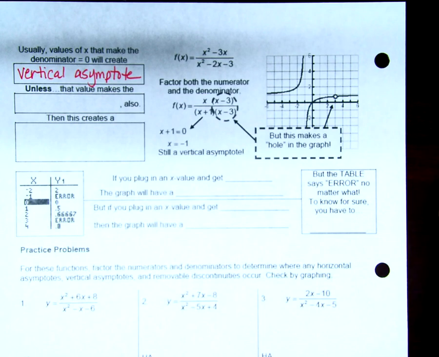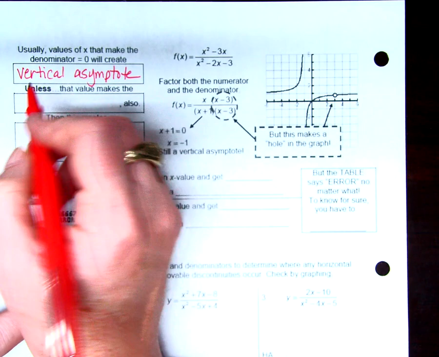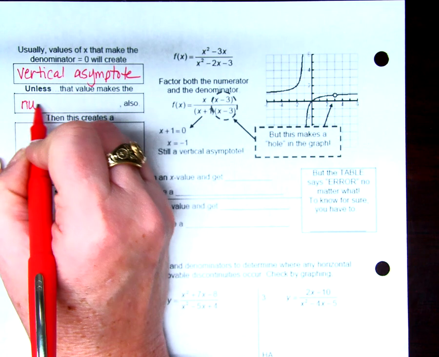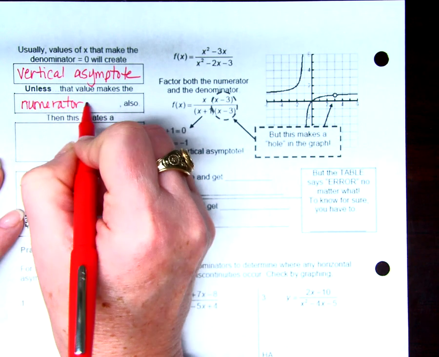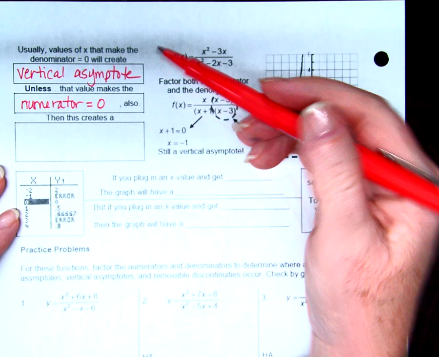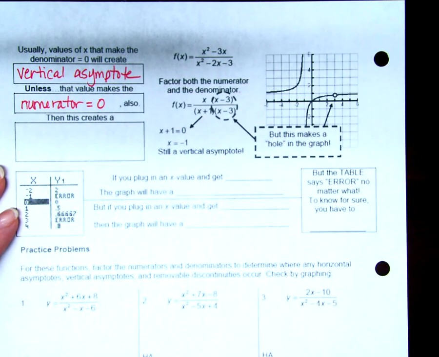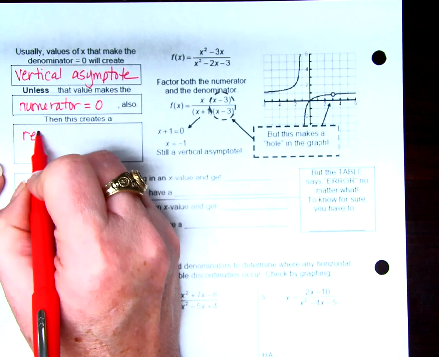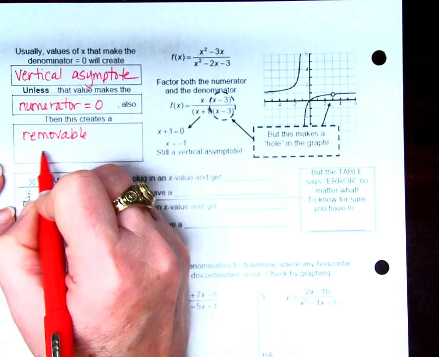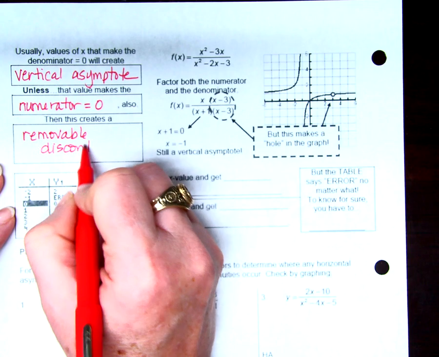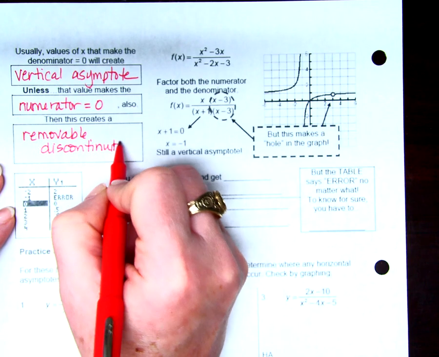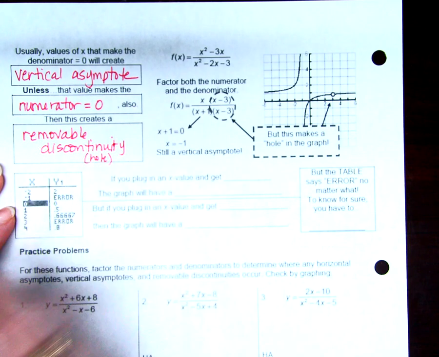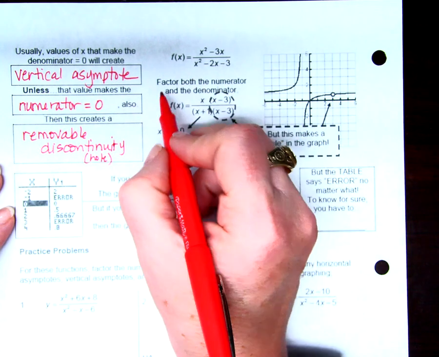So usually values of x that make the denominator equal 0 will create a vertical asymptote. And that's true unless that value also makes the numerator equal to 0 as well. When it makes the numerator and the denominator equal to 0, it's no longer a vertical asymptote. That is a removable discontinuity, or a hole.